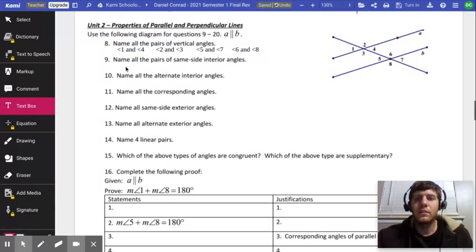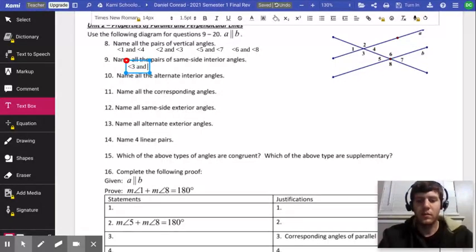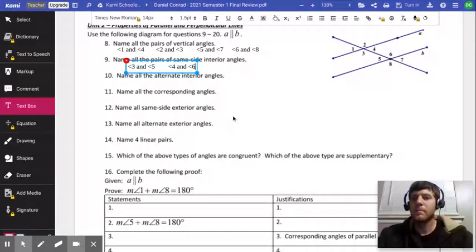Okay, same side interior angles. They're on the same side of the transversal, and they're in between the two lines, so in between lines A and B. That's going to be 3 and 5, and then 4 and 6. One pair of same side interior is angle 3 and angle 5, and the other one will be angle 4 and angle 6. The transversal is the line that cuts through the other two lines.